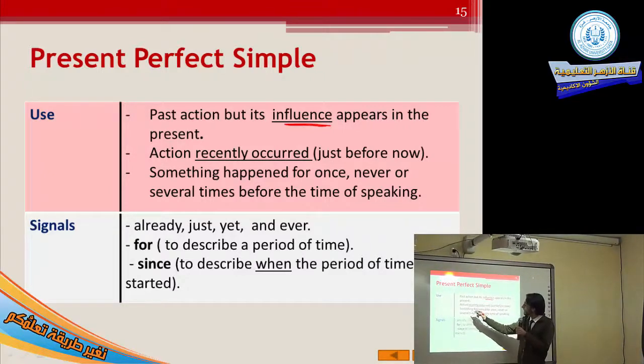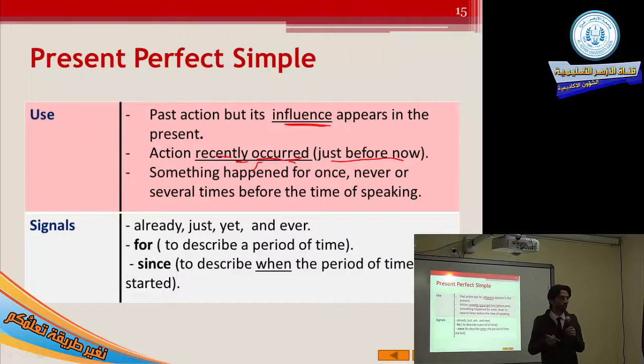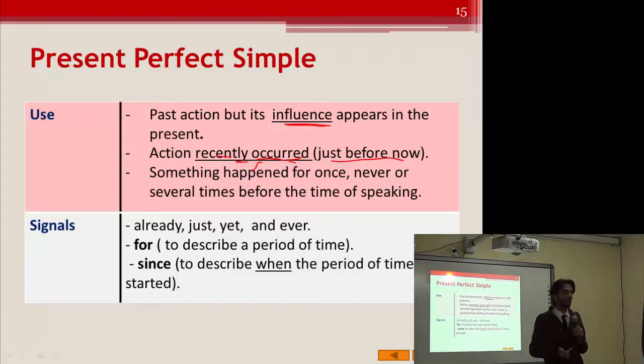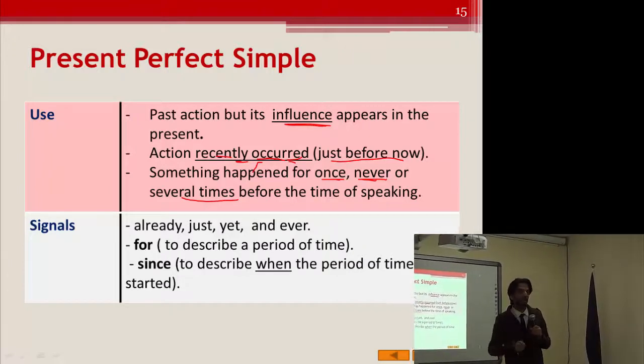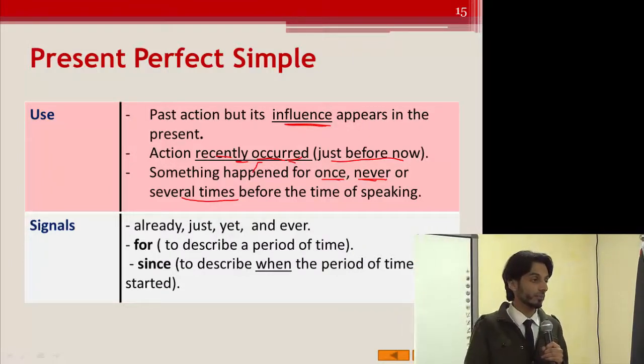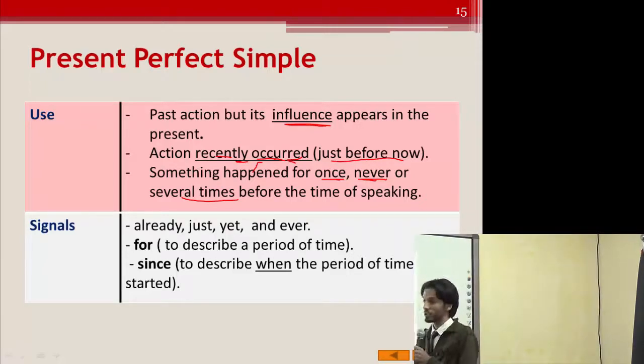We use it to express an action that recently occurred, just before now. For example, I have just explained present continuous. Something recently happened before now. And finally, something happened once, never, or several times before the time of speaking, but the exact time isn't mentioned. For example, have you ever been in America? I have never been in America. Unfortunately, maybe, I don't know.